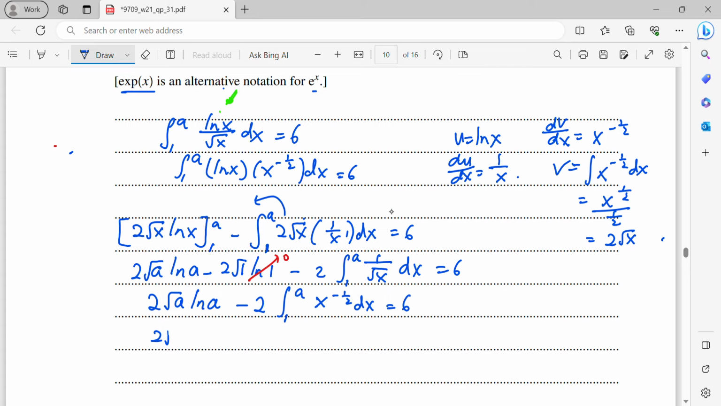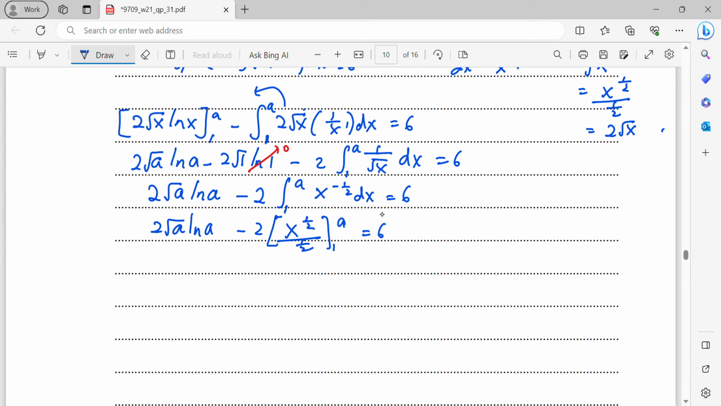Alright, so then you will get x when you integrate x to the power of negative half. It means that now you have to plus 1 to the negative half. So negative half plus 1 is half. Then I will get x power half divided by half. This is your integration.